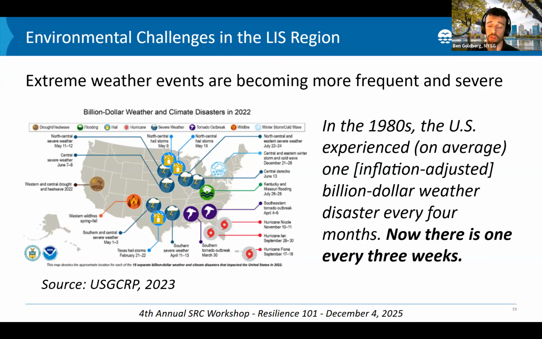As the map here shows, there were actually 18 billion-dollar weather-related disasters in the US in 2022. If you compare that to the 1980s, there was on average just one billion-dollar weather disaster every 4 months. Now there is one on average every 3 weeks. So we actually have data showing that natural disasters are increasing, and with that, economic damages and increased risk.